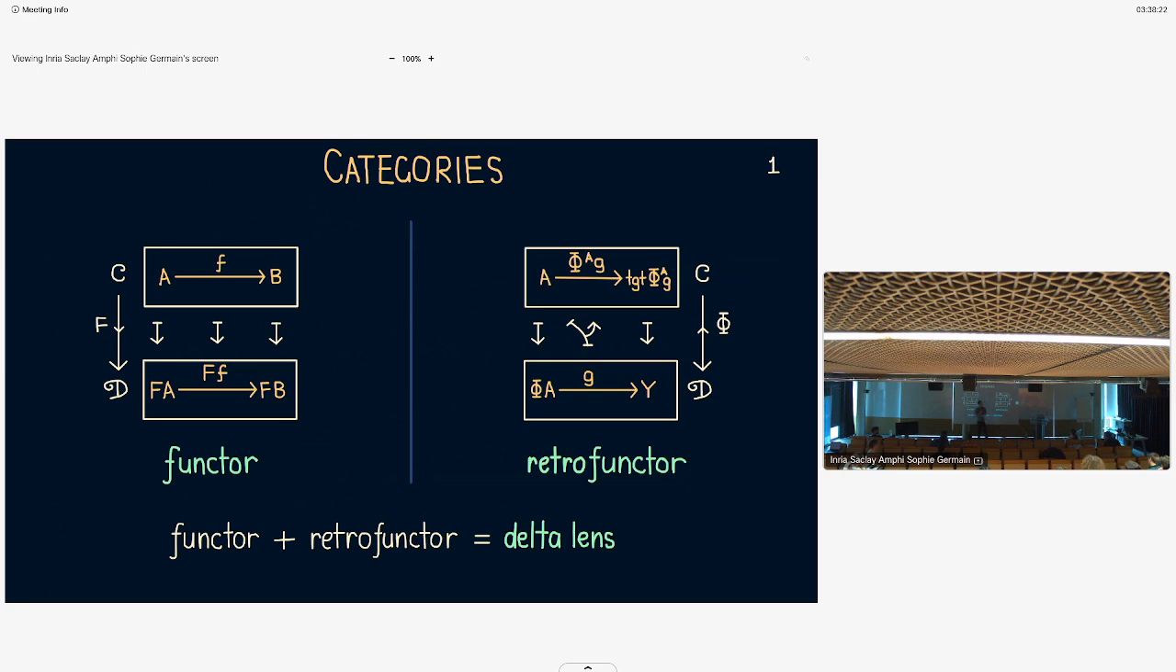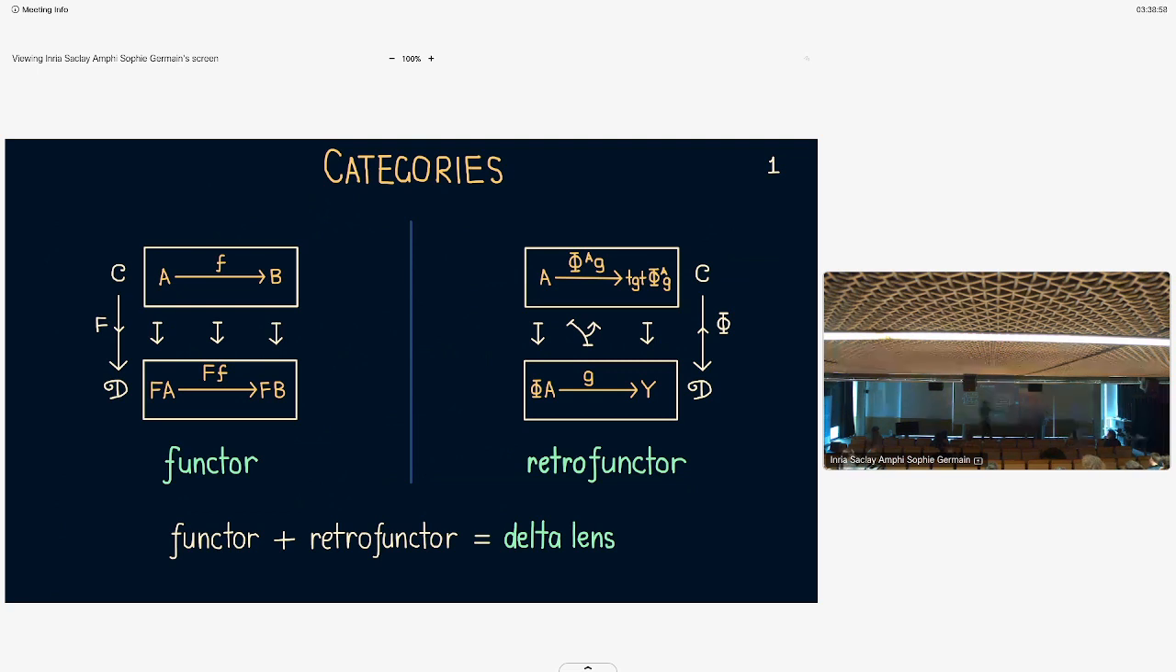So if you're familiar with notions like discrete opfibration, split opfibration, these notions involve lifting, but in that setting, the lifting is canonical, so it's determined by some kind of universal property. Whereas in this setting, the lifting is a structure. So for every object A in C, and every morphism g out of phi of A, we have a chosen lift, which here I'm denoting phi superscript A of g. And the target of that lift has to lie above the target of g.